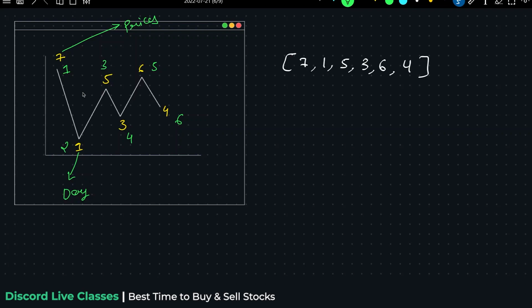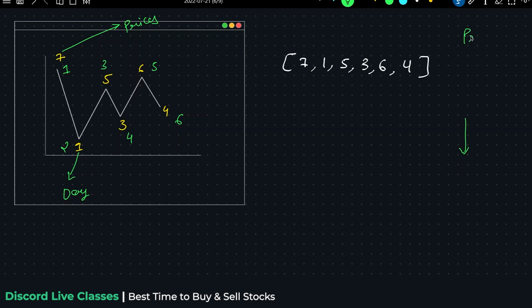If you are not understanding, you can let me know. The price of which day would you be choosing? Which day should I buy the stock? I will be choosing the day on which the price of this particular stock is very low.